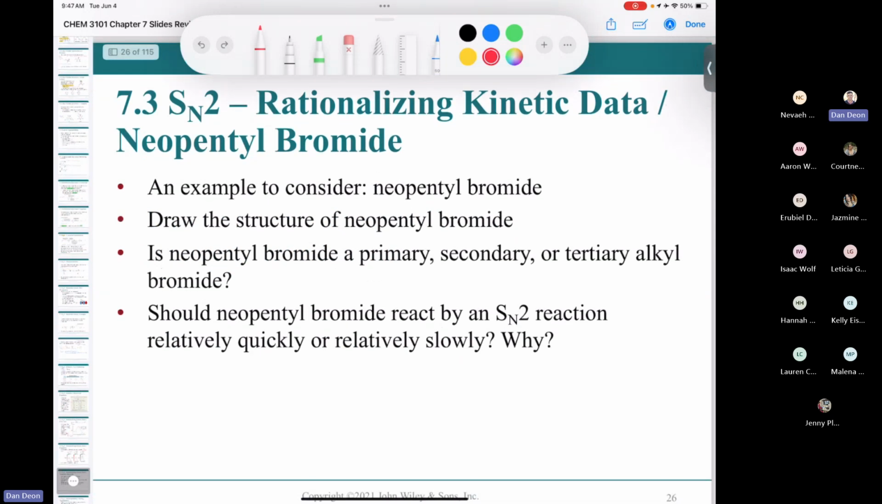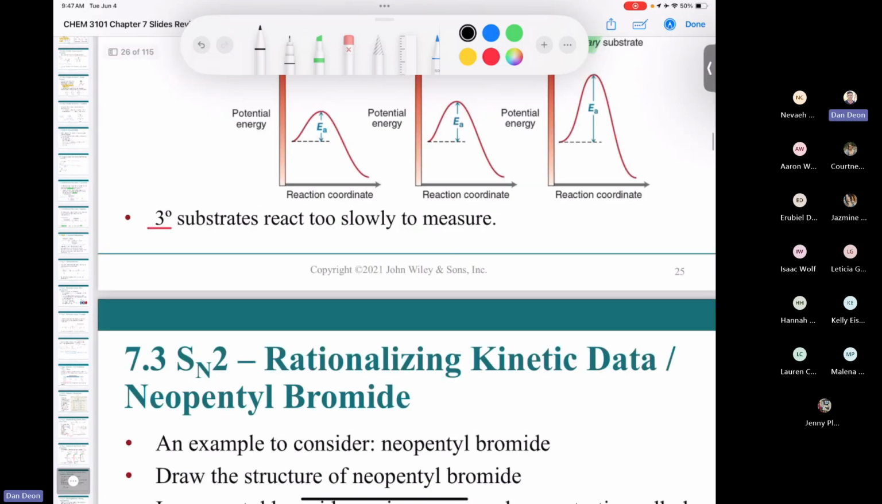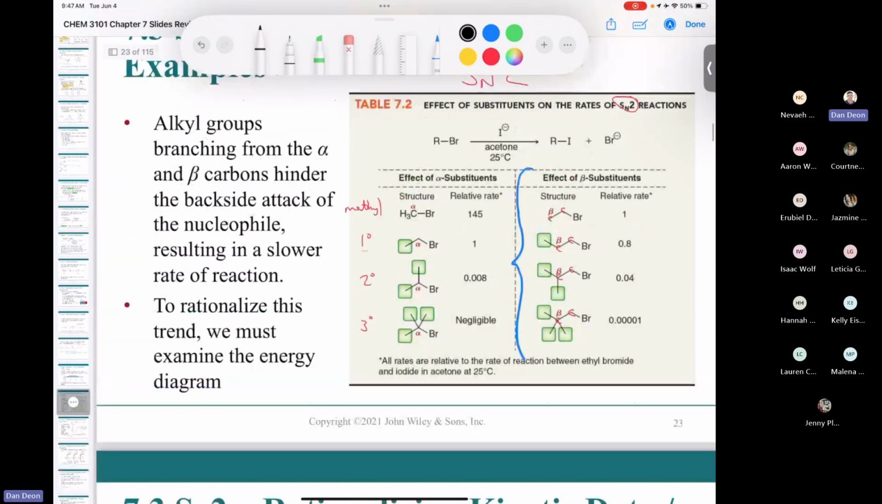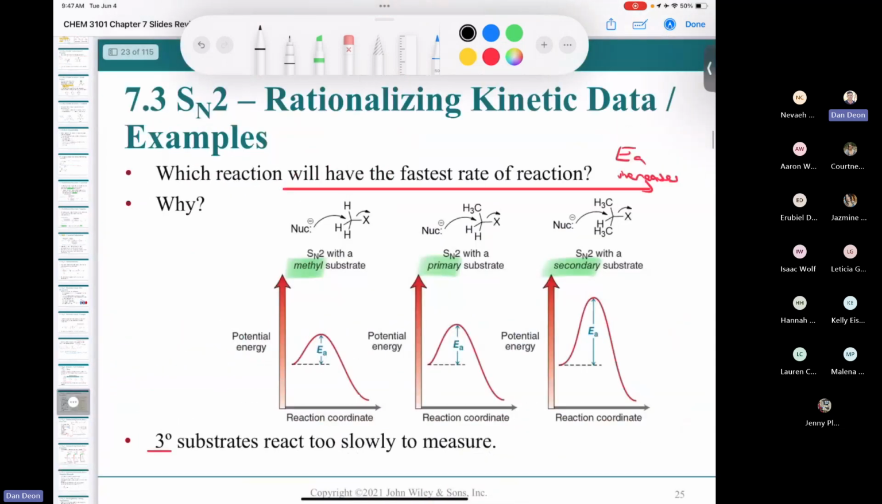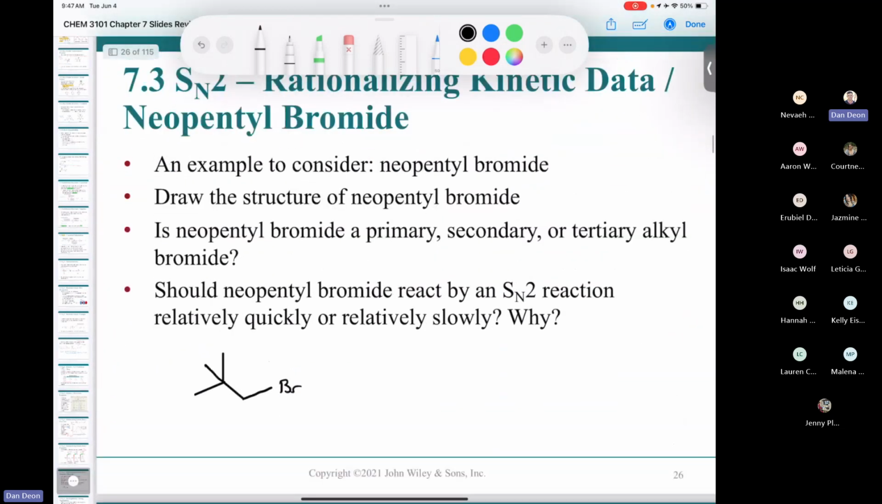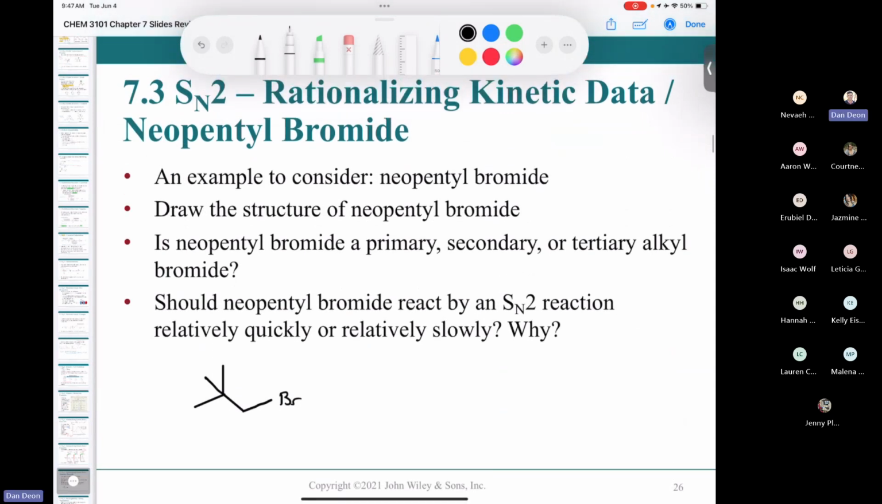So going back to this idea of neopentyl bromide, I didn't ask you to memorize the name of neopentyl bromide. Neopentyl bromide is this compound. I showed it to you a couple of slides ago. It's this guy here. Did I draw the structure correctly? I don't think, yeah, I did. Neopentyl bromide, yeah, I drew it correctly. So our alpha carbon is attached to one carbon. So neopentyl bromide is a primary alkyl halide.